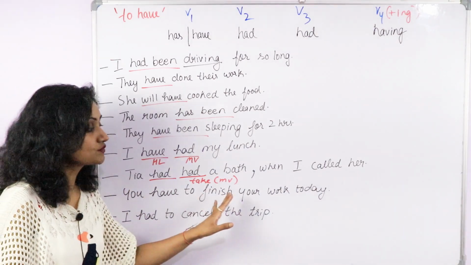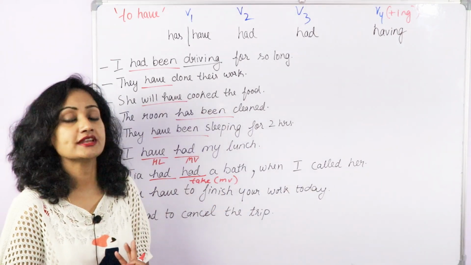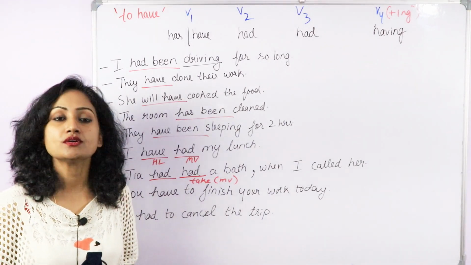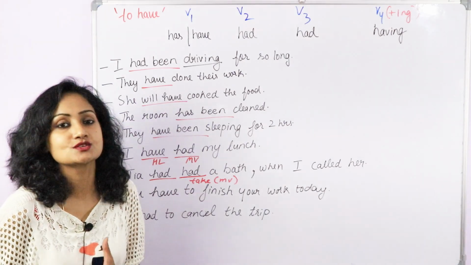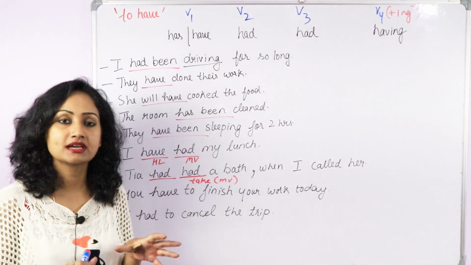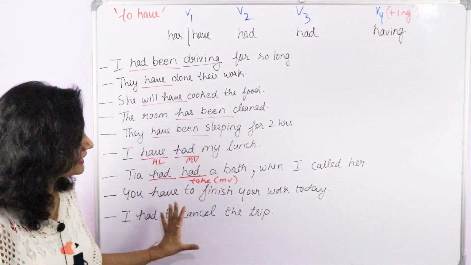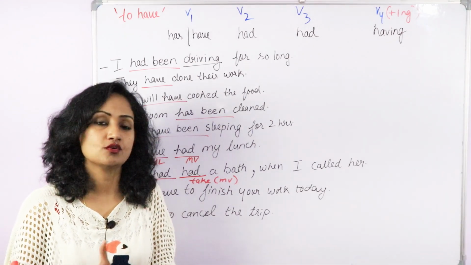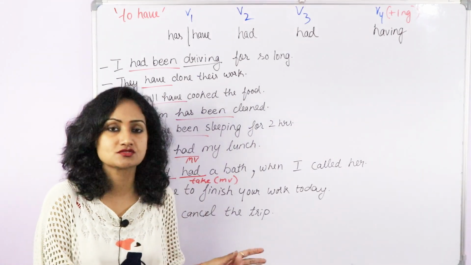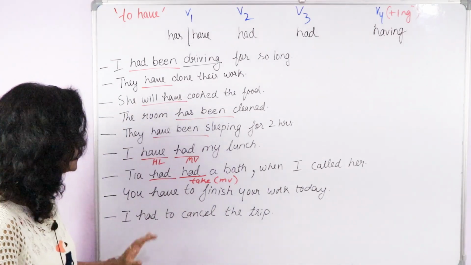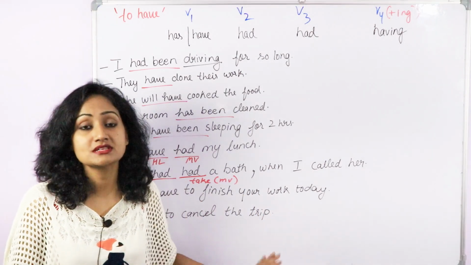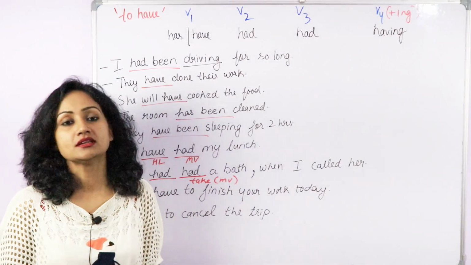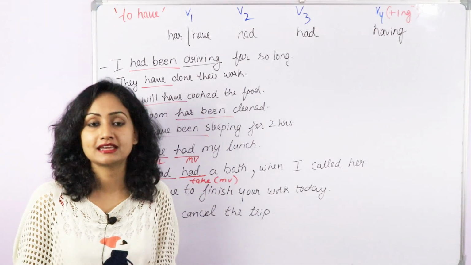You have to finish your work today. Now it's a compulsion. Whenever there is a compulsion or you want to emphasize something or give a strong suggestion or advice to someone, that time we can use have to. I have talked about have to and must in detail in a separate video on modal verbs. I will mention the link in the description box. You can watch that video. You have to finish your work today. That means it's a compulsion. You don't have any other option. There is an external obligation that you have to finish this work today.